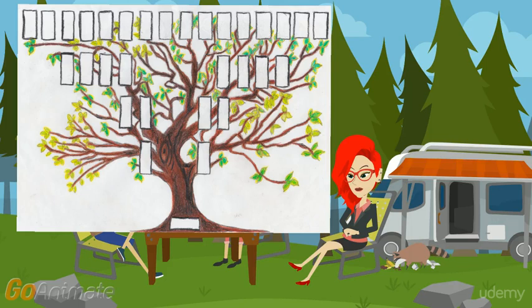When you have all the family members added, you can erase all the faint grid lines and enhance your tree with as much colouring and shading as you wish.